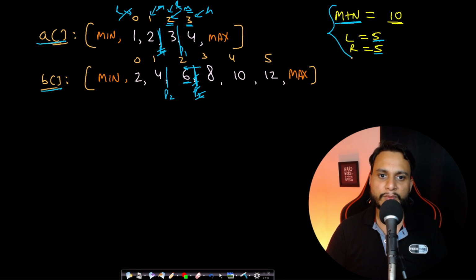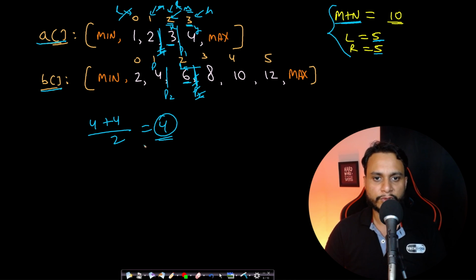And since you have an even number of elements, you will have 2 median elements. Like if this is x, y and this is p, q, the maximum of x and p, which is 4, plus the minimum of this 4 and 6, which is 4, divided by 2, and hence your median will be equal to 4.